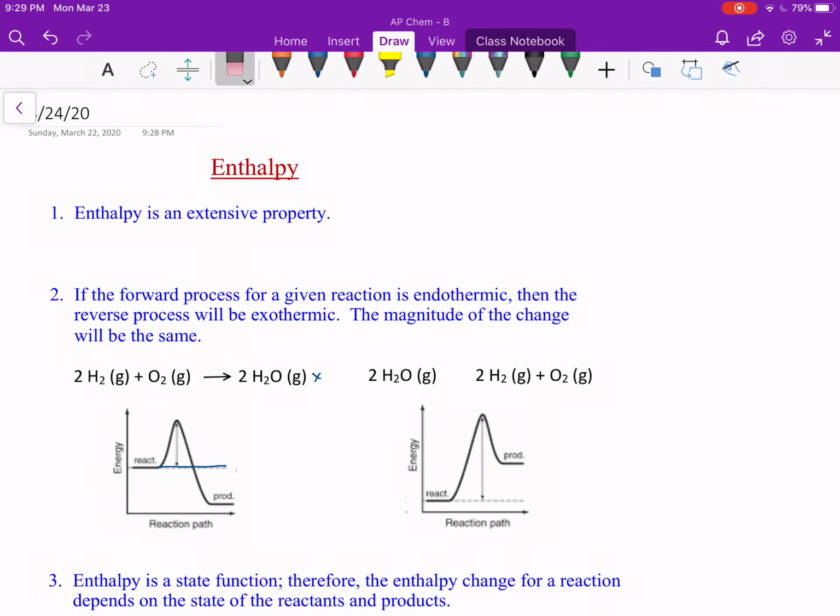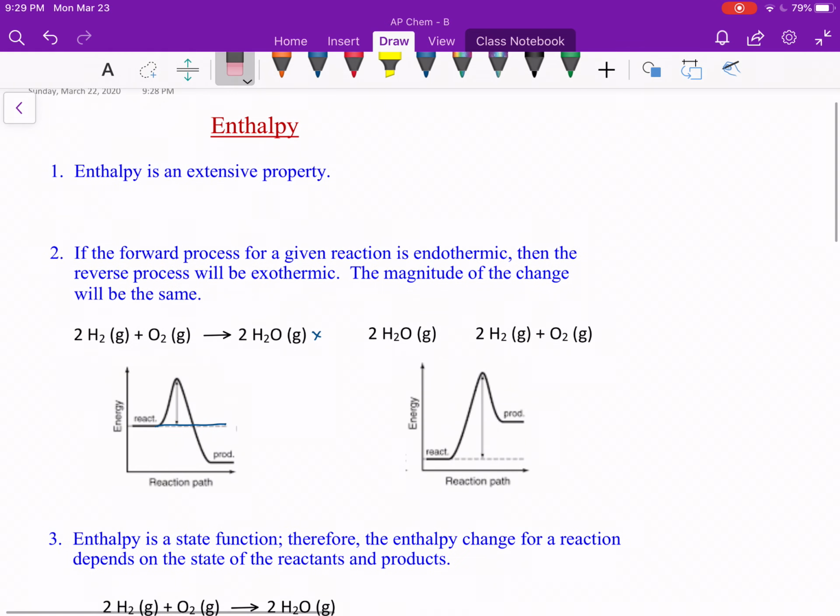Today we're going to talk about enthalpy and how we can calculate delta H for a chemical reaction using calorimetry. But before we get into calorimetry, I do want to make sure you understand some things about enthalpy. First off, enthalpy is an extensive property.